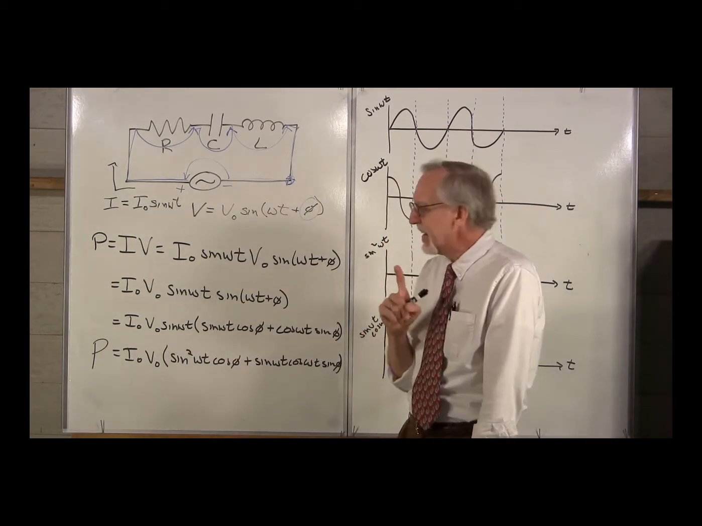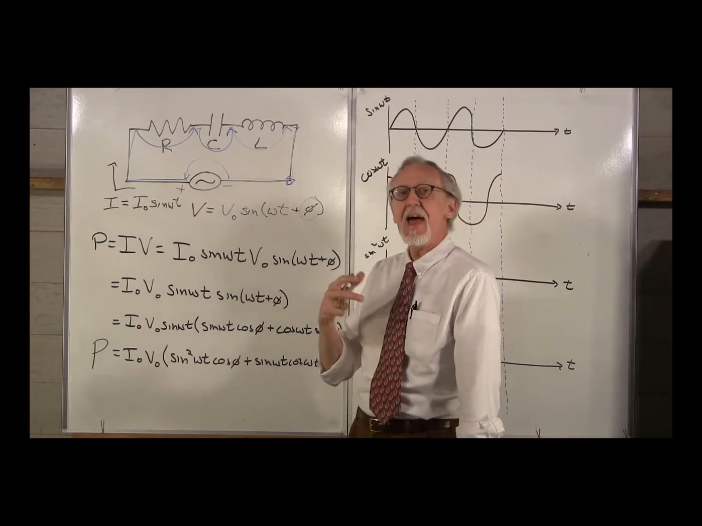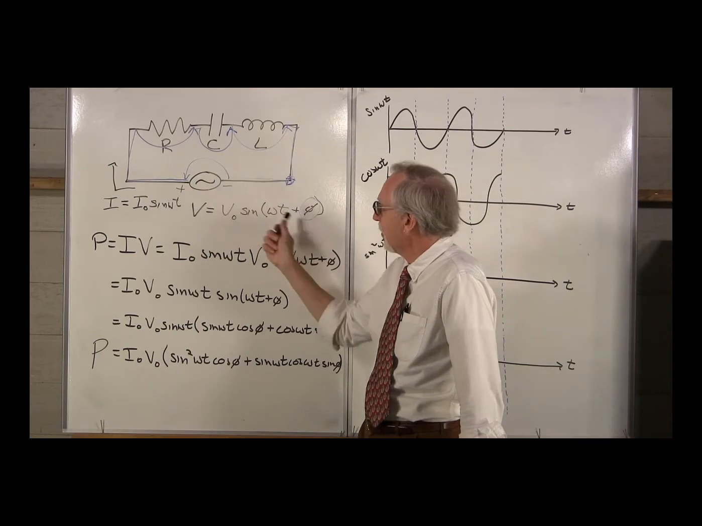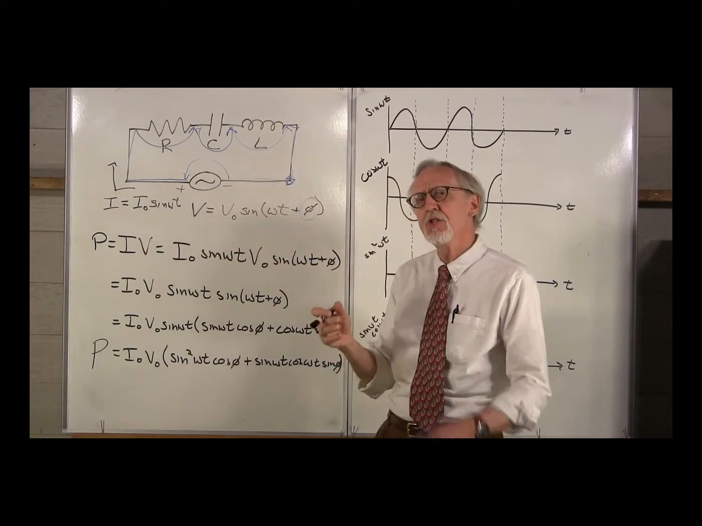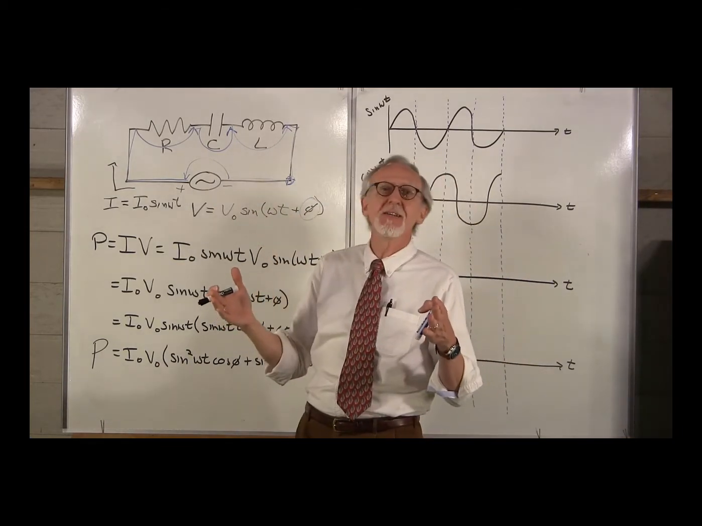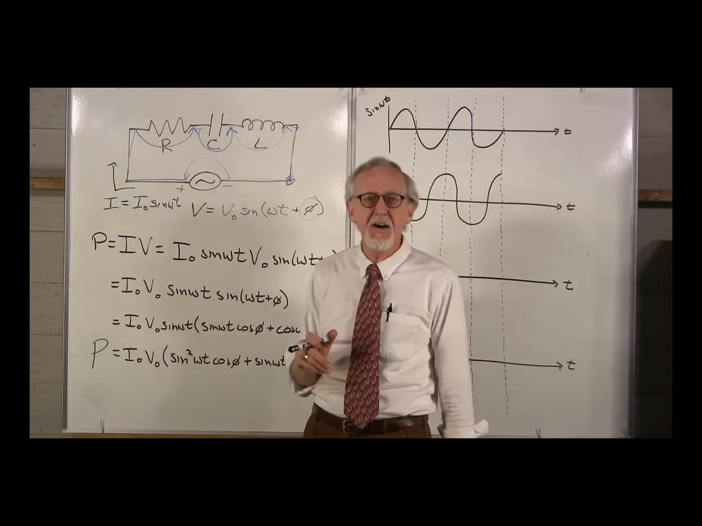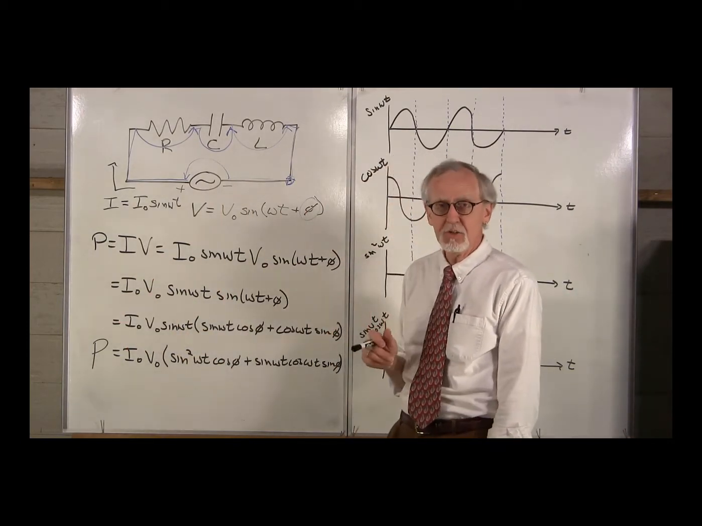Typically, that's not as useful as what's the average power being used. This is oscillating with a frequency omega. How much power is used if you average over an entire cycle or over many cycles? What's the average power that's being used?